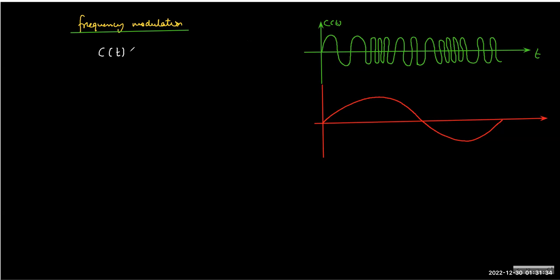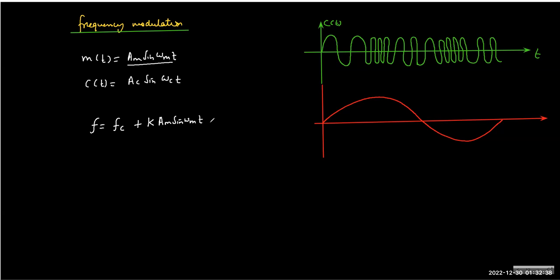So we can write the message signal as AM sine omega MT, and the carrier as AC sine omega CT. Any doubt so far? But what are we going to change? Sir, omega C is variable. Correct. So the new frequency will be the frequency of the carrier plus something. Dimensionally, the message is amplitude, but we have to convert it into frequency dimension, so I have to put some dimensional constant, so that when I multiply the message, it gives the dimension of frequency.